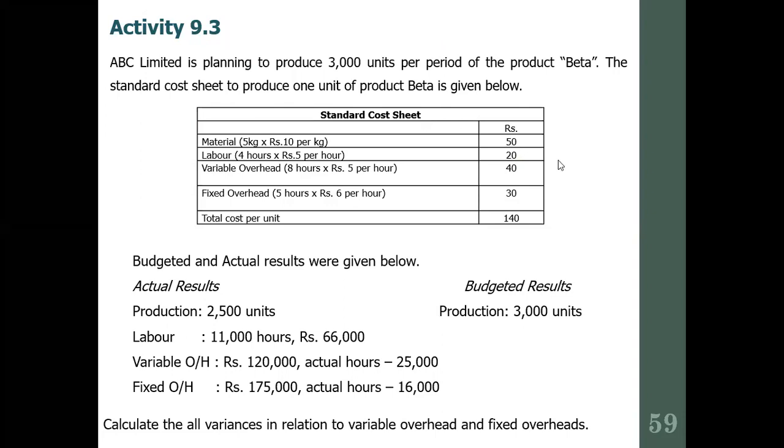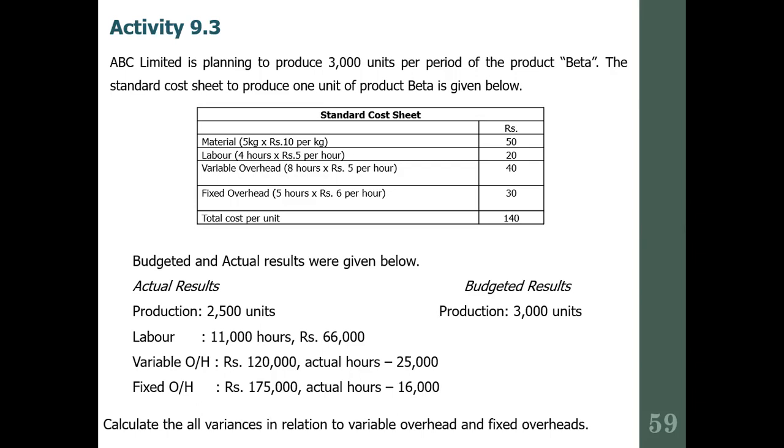Okay. The ABC Limited is planning to produce 3,000 units per period of the product beta. The following standard cost sheet is given. Material is given 5 kilograms, 10 per kilogram, 4 hours labor into 5 per hour, variable overhead 8 hours, rupees 5 per hour, fixed overhead 5 hours, and rupees 6 per hour. Total cost is 140. Budgeted and actual results are given. Okay, 2,500 units, 3,000 units, 11,000 hours, 66, 120 actual hours, 25,000 fixed overhead, 175, actual hours 16,000. Calculate all variances in relation to variable overheads and fixed overhead.